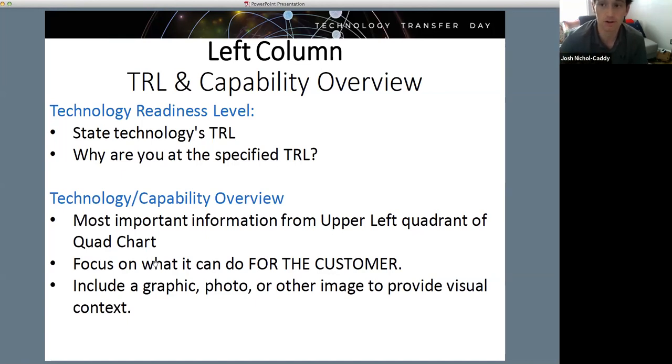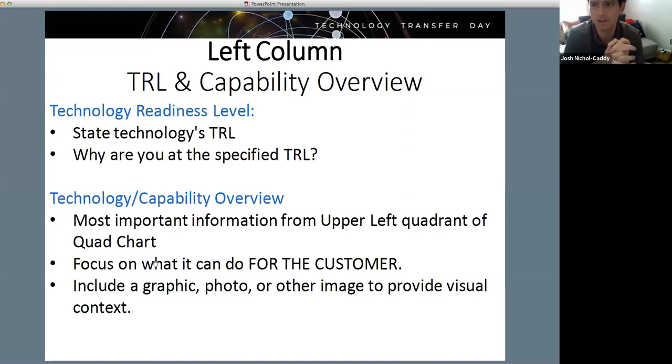If you're at earlier stages of development, your ask is going to be different. Maybe it's more about additional funding to do more testing, more field tests and things like that. That's a very different conversation than I am at TRL 8. I can manufacture 10,000 tomorrow. All I need is a purchase order. So it's not right or wrong.